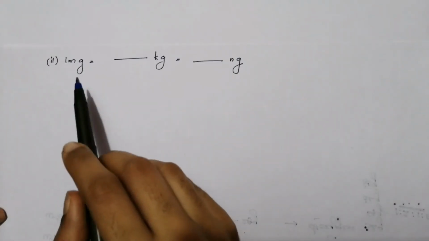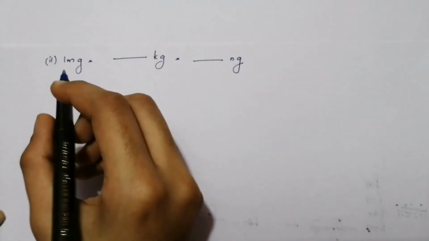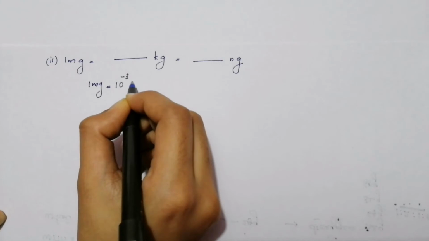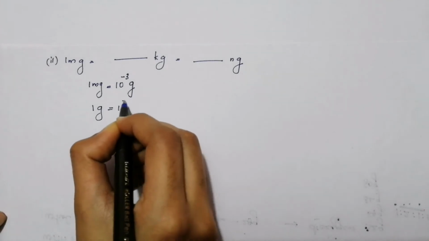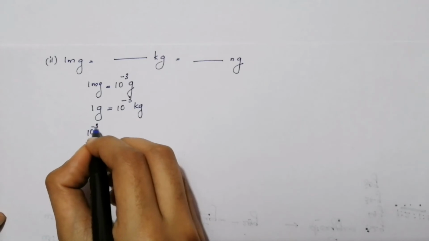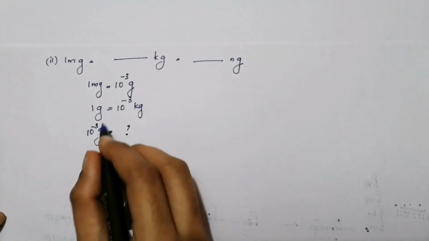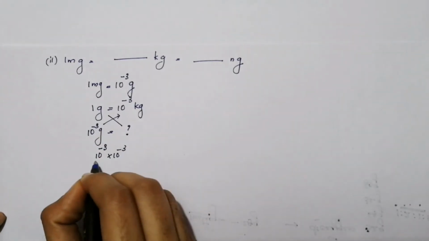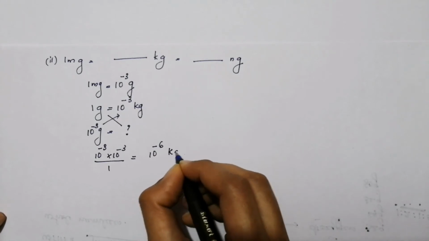Now let us solve the next question. Here we are asked to convert this 1 milligram to kilogram and then to nanogram. So first we have 1 milligram is equal to 10 raised to minus 3 gram. We also know that 1 gram is equal to 10 raised to minus 3 kilogram. So here we have to convert 10 raised to minus 3 gram into kilogram. Let us cross multiply, which gives us 10 raised to minus 3 into 10 raised to minus 3 divided by 1, which is equal to 10 raised to minus 6 kilogram.